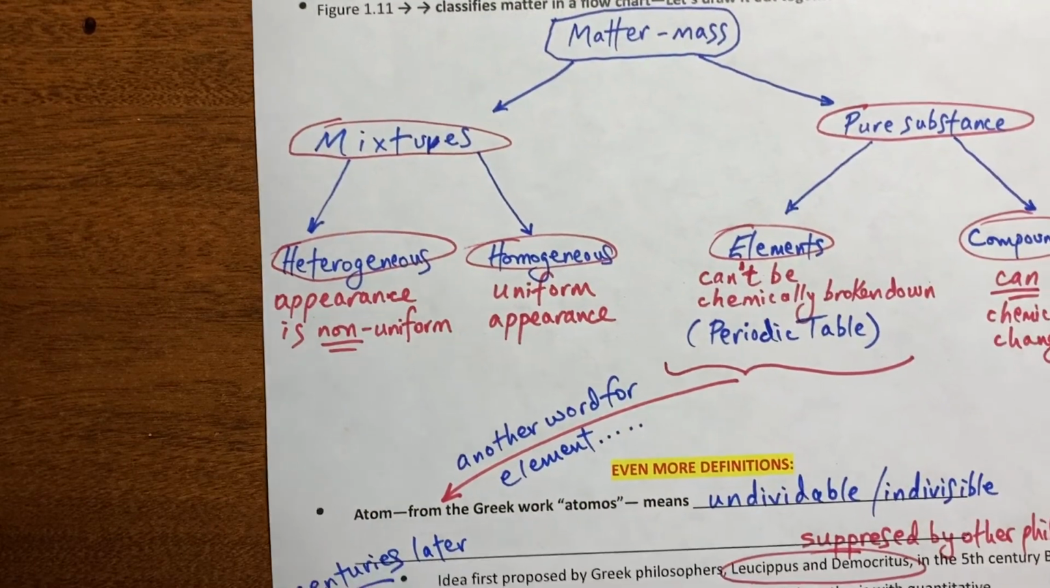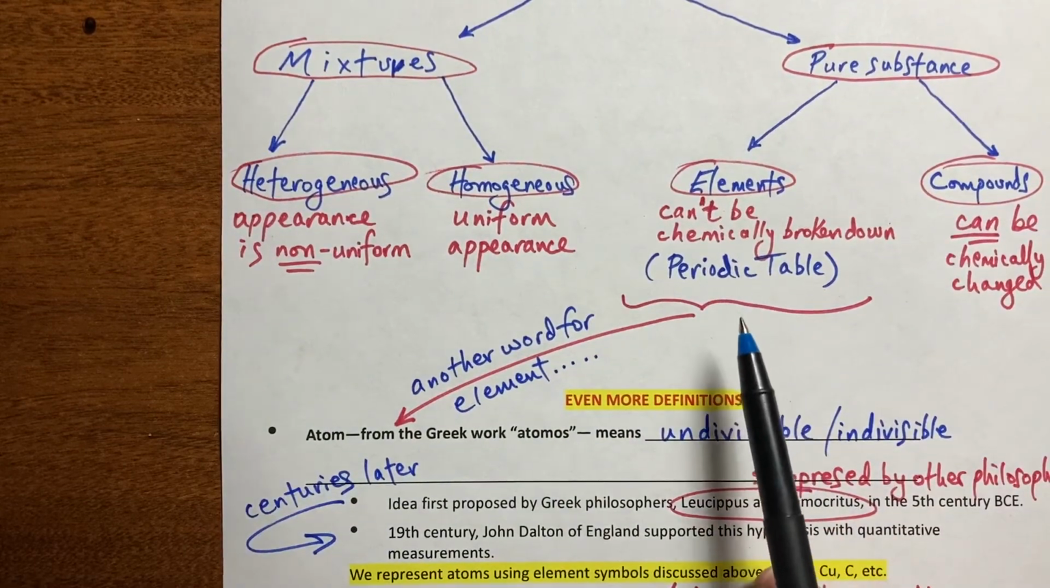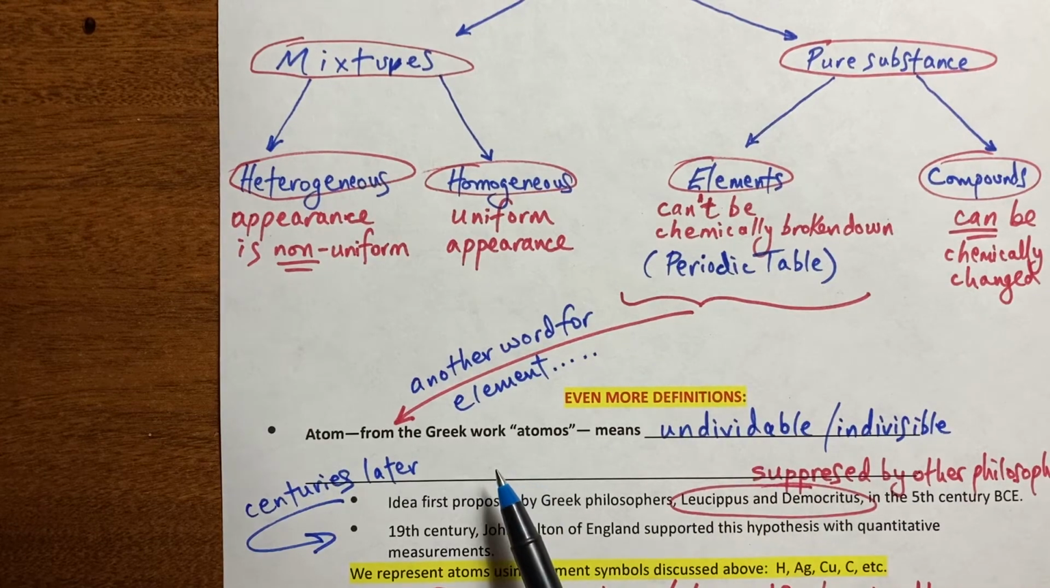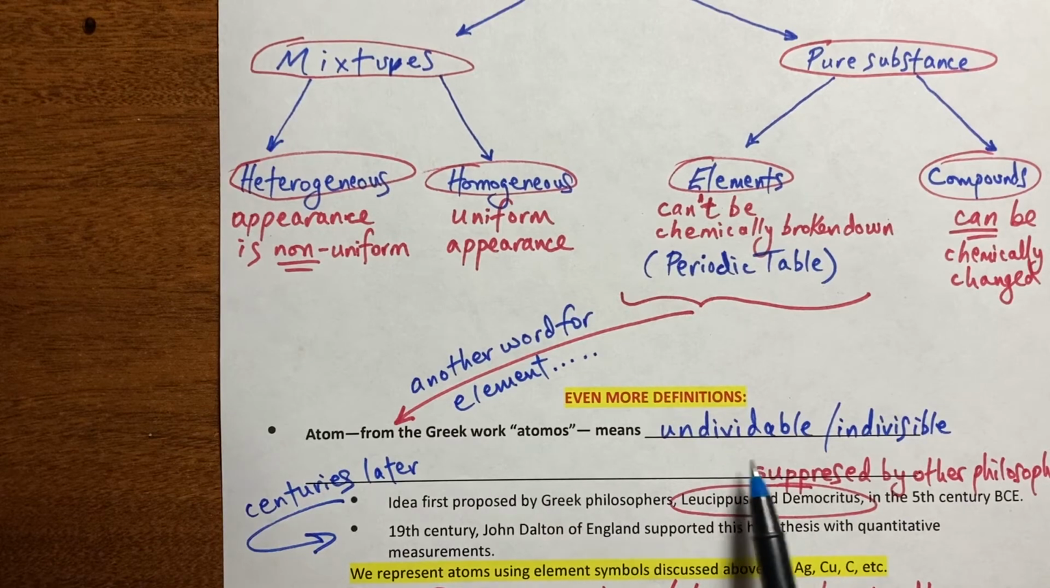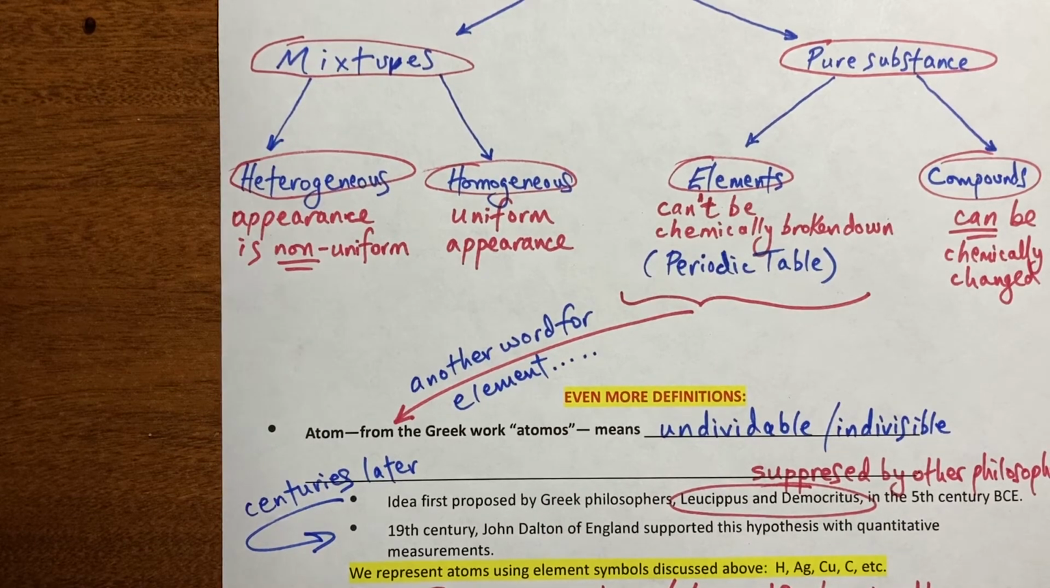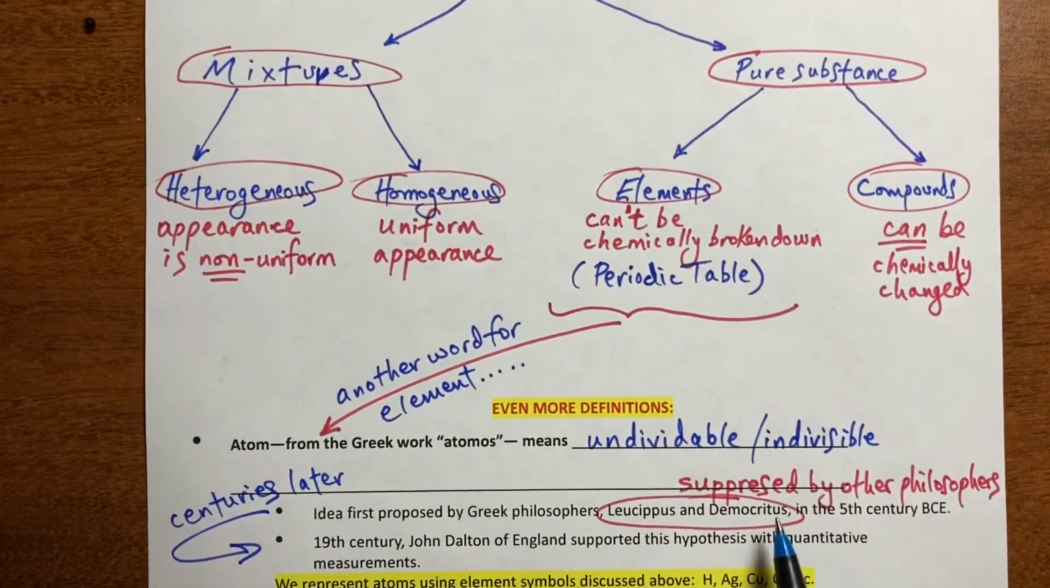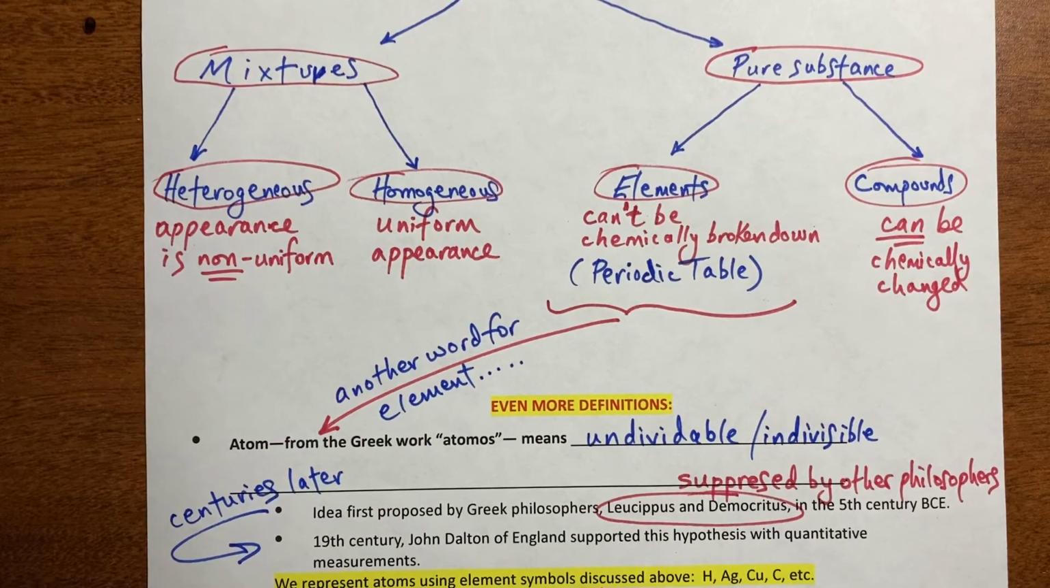So some more definitions to go through here. Now, another word for element is atom. The word atom comes from the Greek word atomos, which means undividable or indivisible. Back in the, probably 2,500 years ago, they understood atoms. There was a Greek philosopher named Democritus who actually proposed that atoms existed. He had no ability to do any research. He just used the power of his mind to come up with this idea.